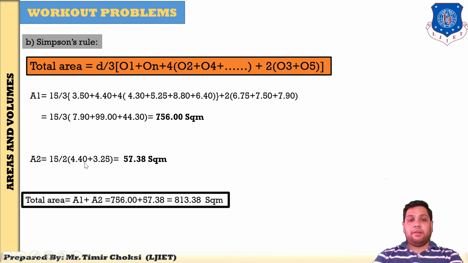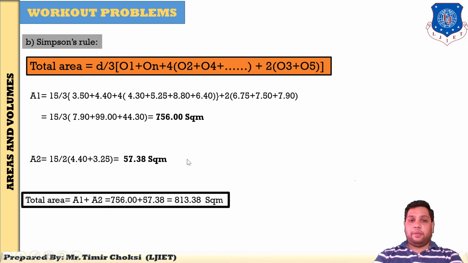So you directly take 4.40 plus 3.25. So the answer will be 57.38 square meter. Now you find the total area, A1 plus A2. So A1 is 756 and A2 is 57.38, and then sum them. So finally we find the answer from Simpson.